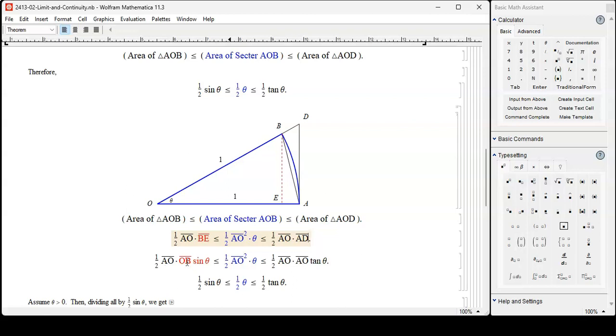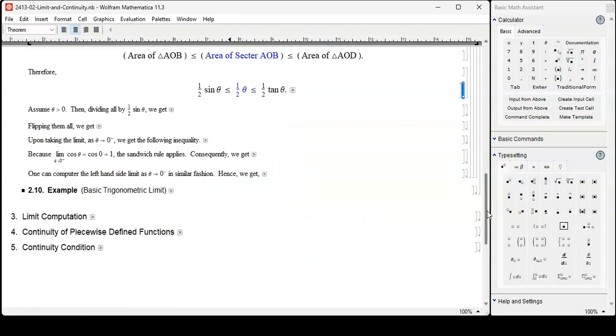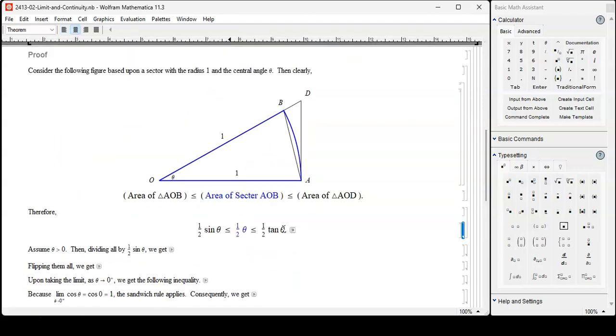So that's hypotenuse OB times sine of theta, as I highlighted in red. And OA, OB, those are all 1. So 1/2 times 1 times 1 times sine of theta, that's the smallest triangle. Larger triangle, 1/2 OA times AD, but AD is adjacent times tangent of theta. OA, AO, they're all 1, so 1/2, 1 times 1, tangent of theta. There's the deduction of those. Anyway, that's the conclusion.